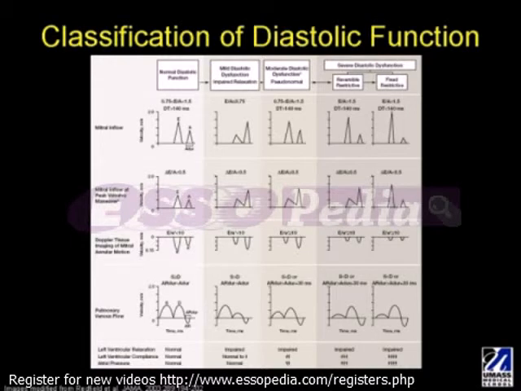This filling pattern indicates, in most instances, normal LA pressure, or a pressure less than 15 millimeters of mercury. However, transient elevations in LV end diastolic pressure may occur, which I will share with you in one of my cases towards the end of the presentation.